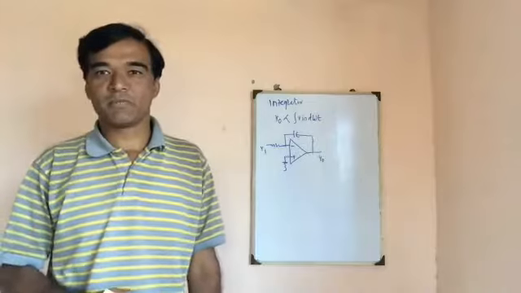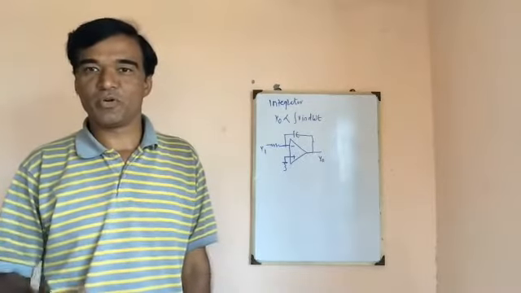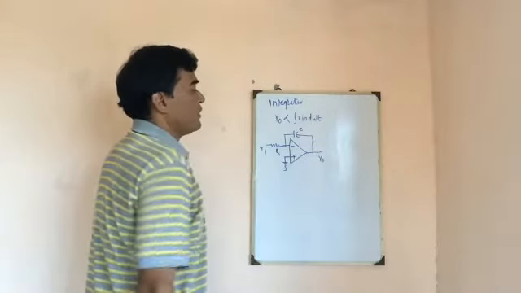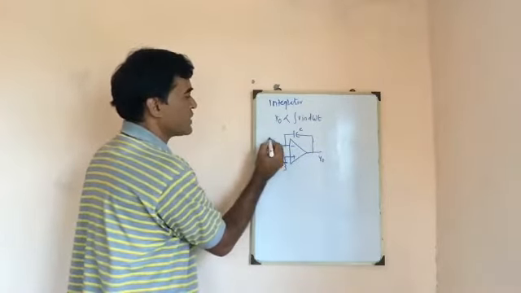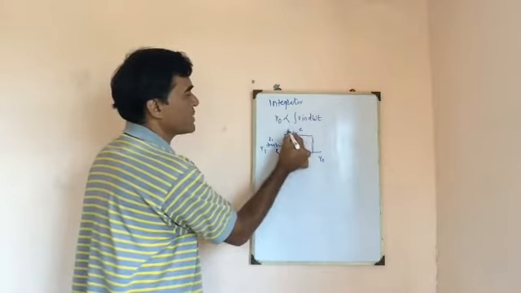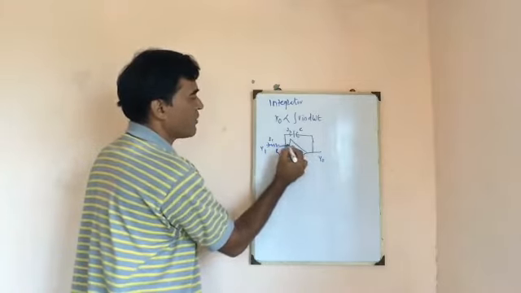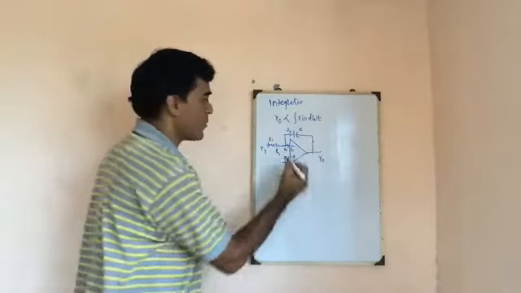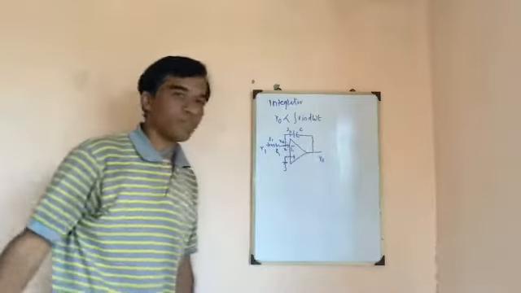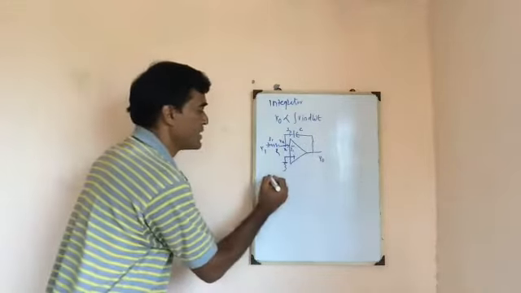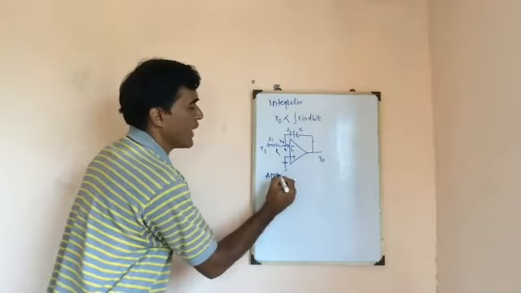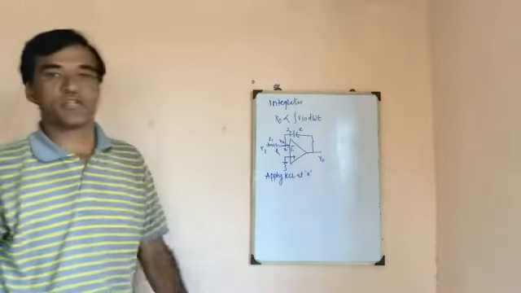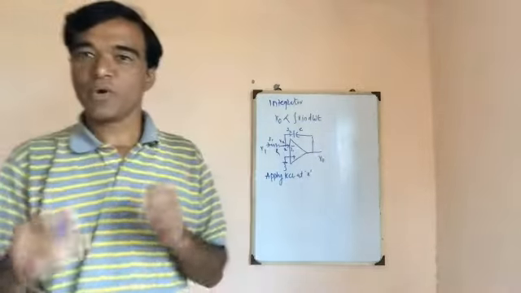Let us derive the expression for the output of this integrator. Let us assume the current flowing through this resistor is I1, the current flowing through the capacitor is I2, and the current entering into the op-amp is II. Let us say this is the node X and the voltage at node X is Vx. Now apply Kirchhoff's current law at node X. What is Kirchhoff's current law? Incoming current is equal to outgoing current.